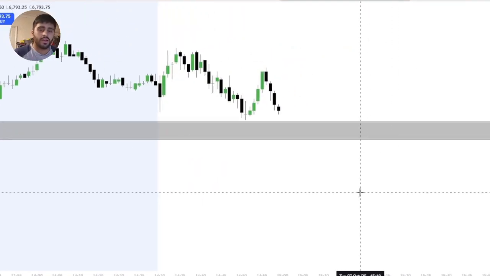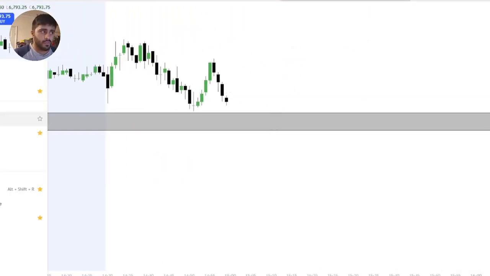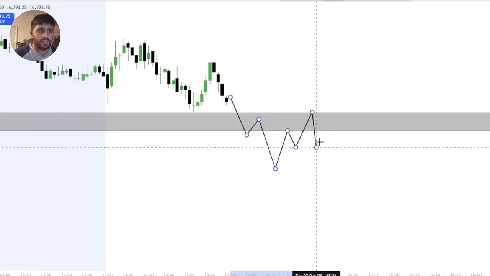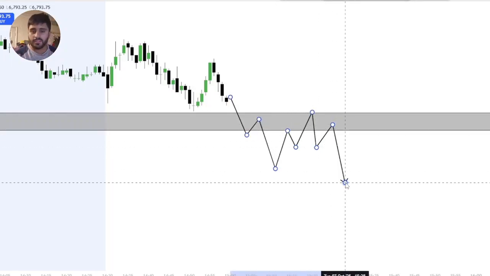So what we're looking for now is a simple break and retest, right? We're looking for price to come in, break the level, retest the level, and then we look to sell. It's that simple, right? Every single strategy can be boiled down to a break and retest.